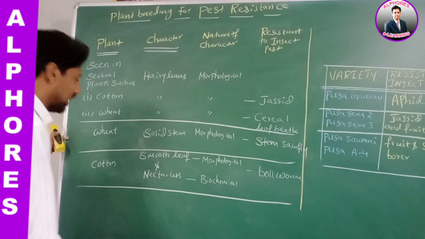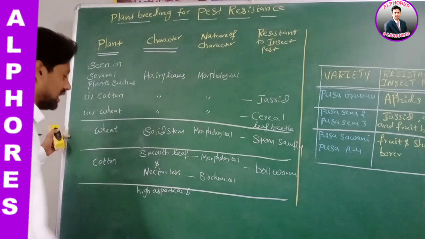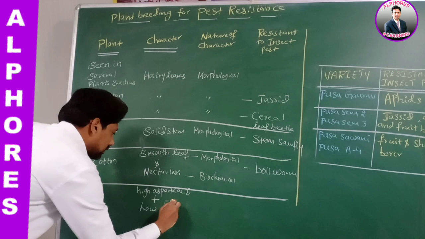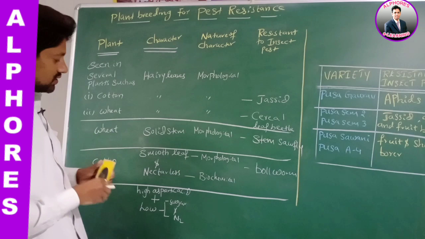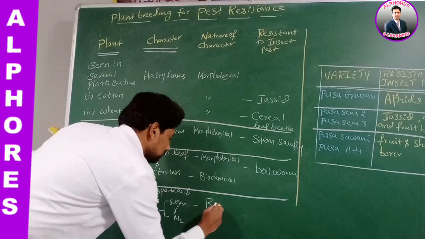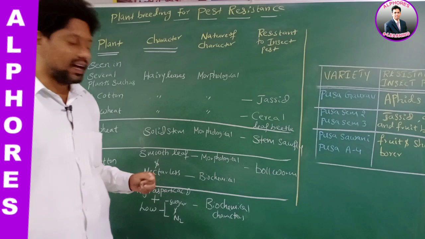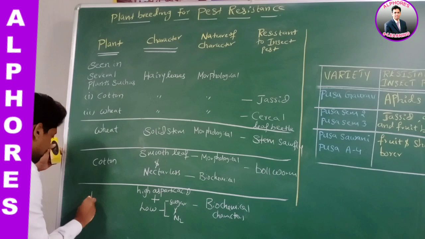What is it? High aspartic acid plus low sugar and low nitrogen. Tell me, sir, high aspartic acid, low sugar and low nitrogen come under which characters? Biochemical characters. This high aspartic acid, low sugar and low nitrogen is seen in the case of what, sir? Maize. Seen in the case of maize.